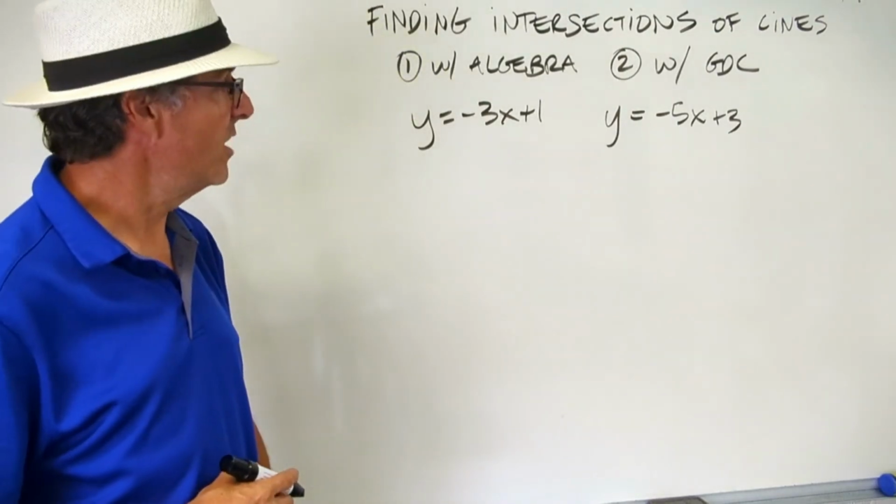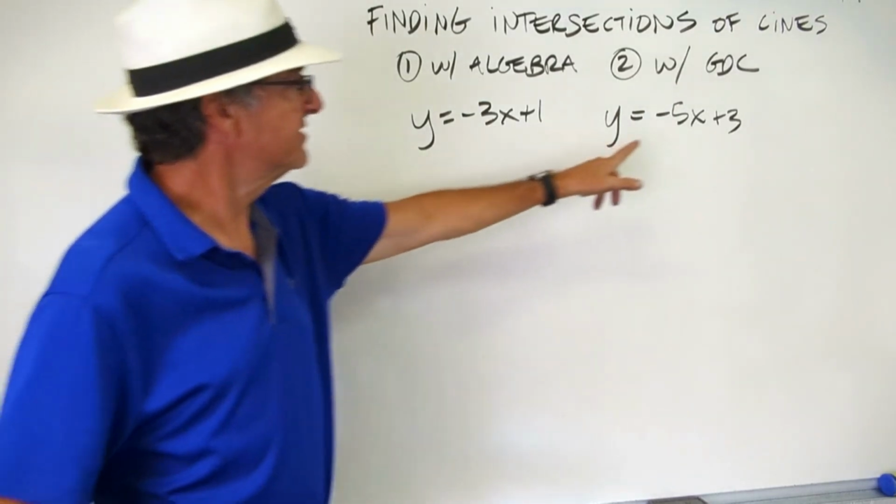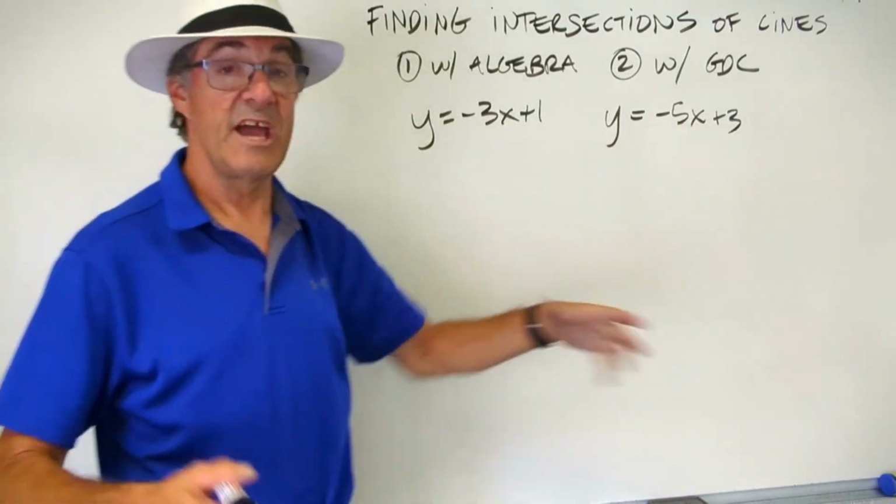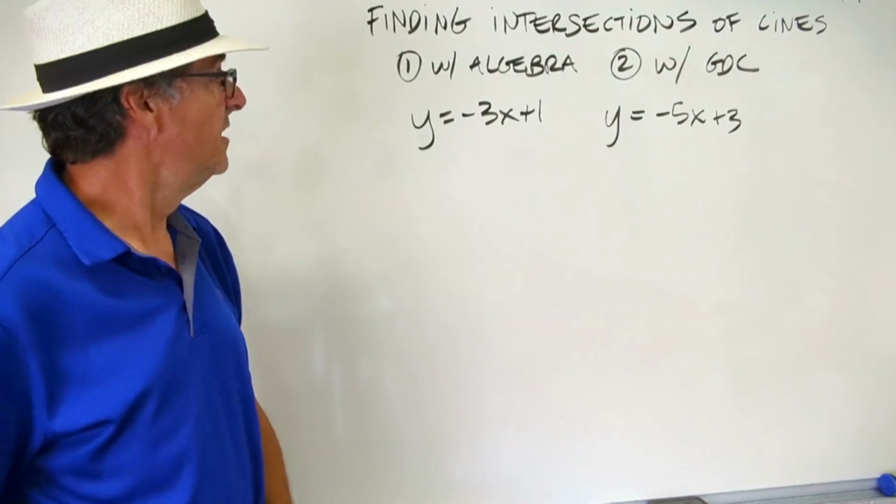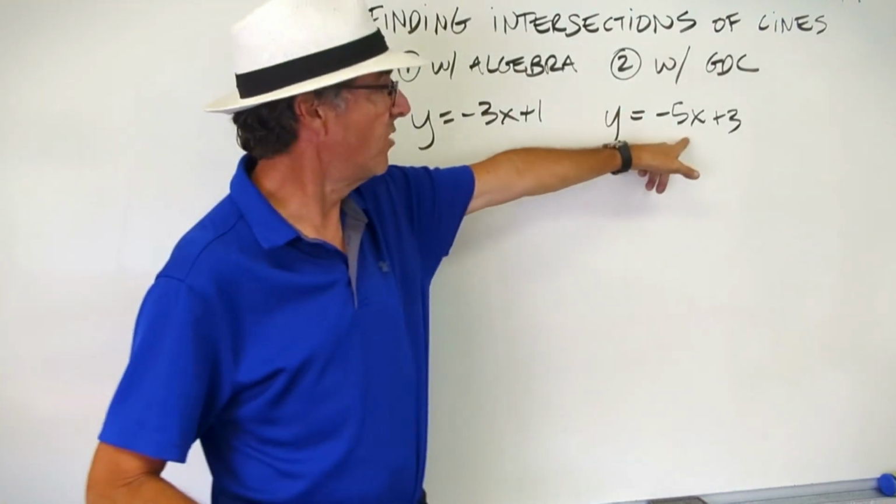So we want to find the point where they cross. We know they do because they don't have the same slope. If they had the same slope, never cross. But they don't. They will cross somewhere.